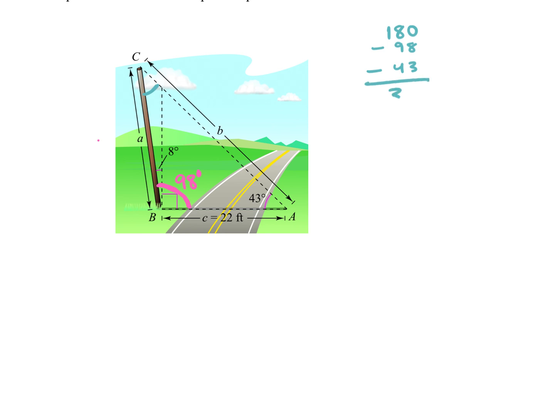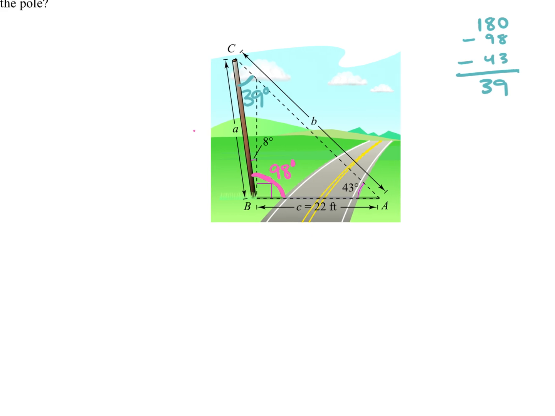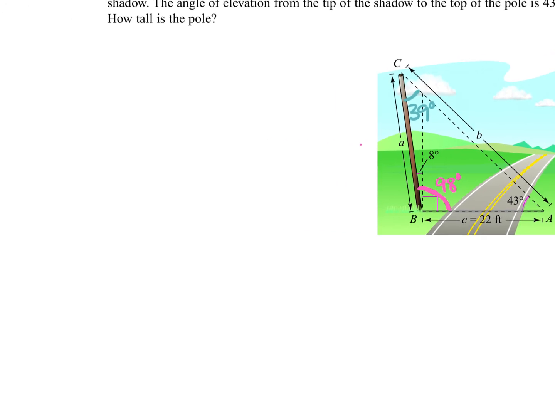So this would be 39 degrees. All right, so now what proportion can we start with? Were we given a pair of side and angle? Do we have a pair of side and angle? Yes. Which one? C. We have angle C and side C, so that's what we're going to start with.